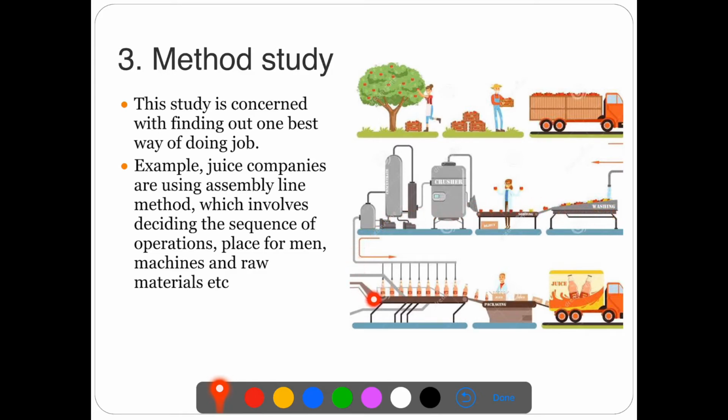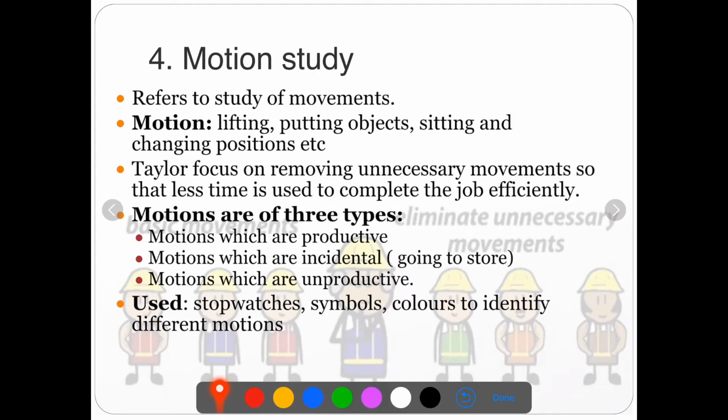There is a sequence, okay, and you can find people, machines, materials, everything put under a sequence, and you have the final product that is being delivered to the customers. Motion study refers to the study of movement, like lifting, putting objects, sitting, and changing position. Taylor focused on removing unnecessary movements so that less time is used to complete the job efficiently.